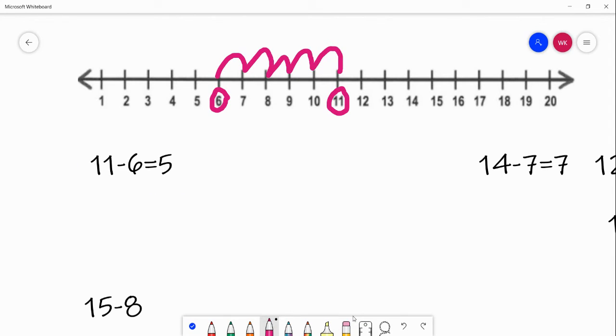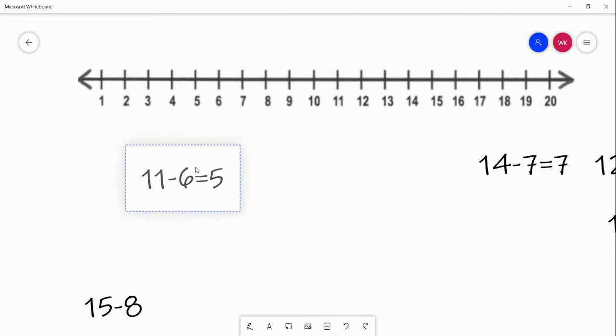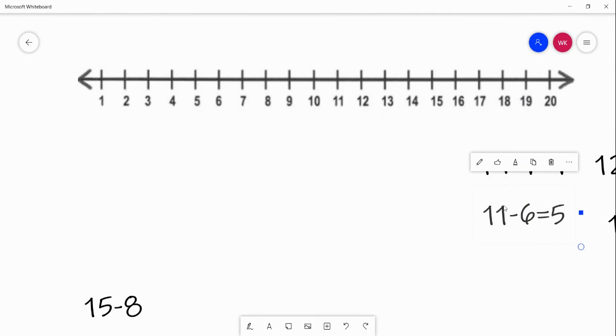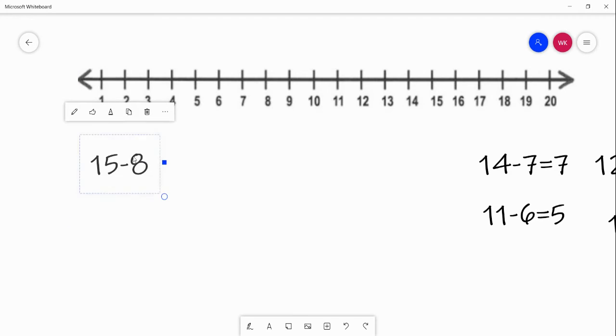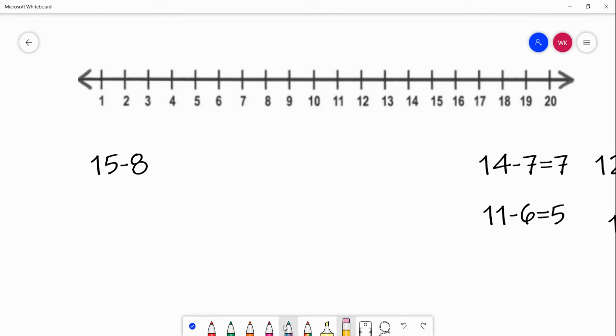Let's go ahead and count backwards. To count backwards, you start with your biggest number or your largest, highest number, which is 11 in our situation. So we're going to start at 11 and count back to 6. 1, 2, 3, 4, 5. So we know that 11 minus 6 equals 5. And whatever way is easier for you guys, counting on or counting backwards, it really doesn't matter. Whatever way is easiest, that's the way that I would go with.